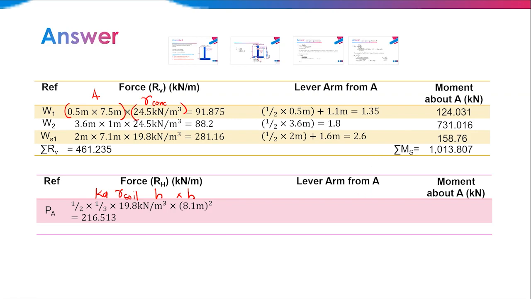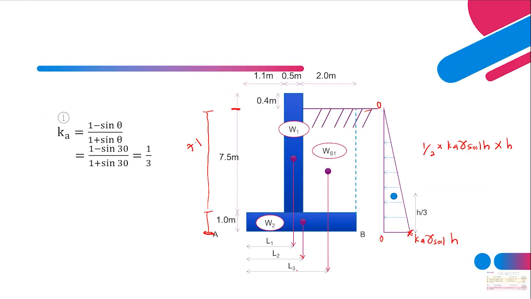And then we need to calculate the distance, level arm from A. To calculate the distance, we must know how the pressure distribution look like. So this is the pressure distribution. Jadi daripada centroid dia dekat sini, okay, jadi dia adalah horizontal forces. Jadi distance dia adalah yang 90 darjah ni. Maksudnya H/3 ni ataupun 1/3 darab H. H here it is 8.1 lah, which means the height of the soil. Mesti dari atas ni sampai bottom of retaining wall. So 8.1 darab dengan 1/3.